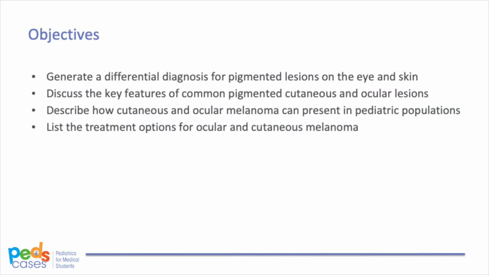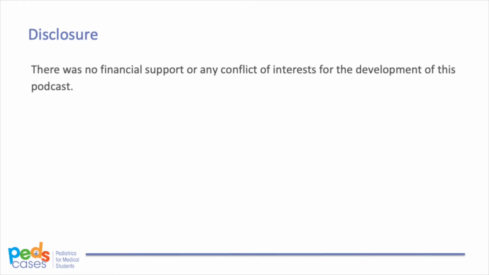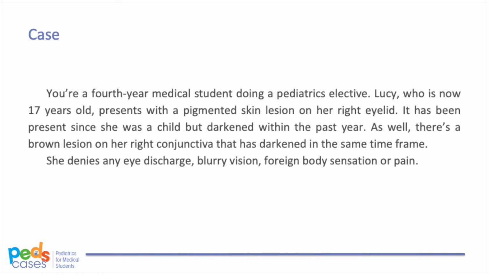After listening to this podcast, we expect the learner to be able to generate a differential diagnosis for pigmented lesions on the skin and eye, discuss the key features of common pigmented cutaneous and ocular lesions, describe how cutaneous and ocular melanoma can present in pediatric populations, and list the treatment options for ocular and cutaneous melanoma. There was no financial support or any conflicts of interest for the development of this podcast.